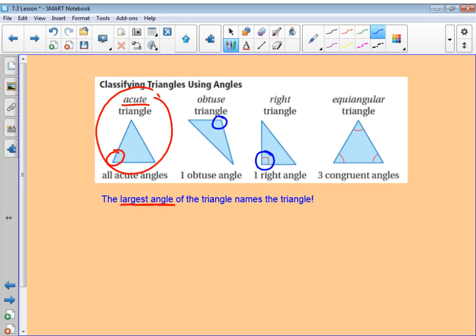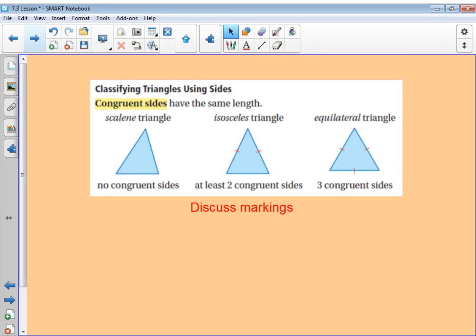You will have some special circumstances, and this is the only example when you're going according to angle measure. If all of the angles are equal, it is considered equiangular. That first part of the word looks like the word equal, so it's equiangular, okay? So that's naming according to angles. You always go with the largest angle measure.